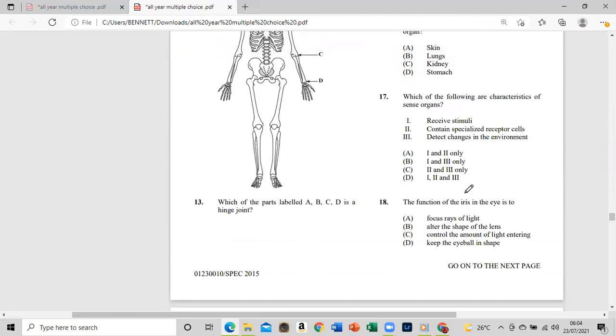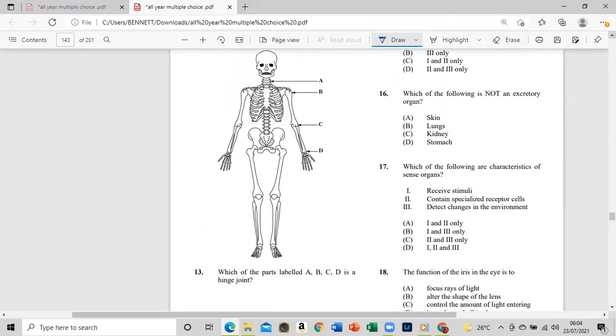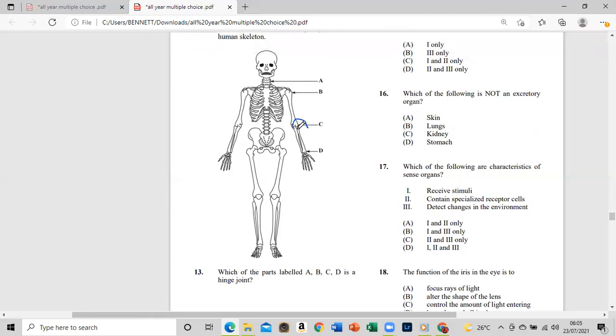Which of the following parts labeled A, B, C is the hinge joint? So let me just come back to the diagram. Which part is labeled hinge joint? So 13. And it is right here. So it is C. The 13 is C.